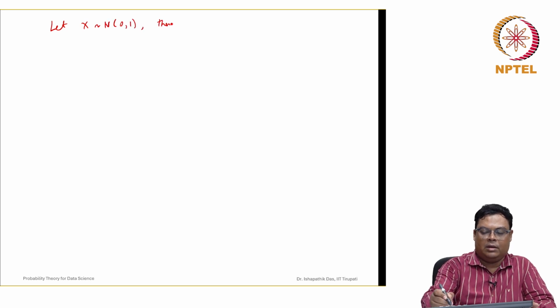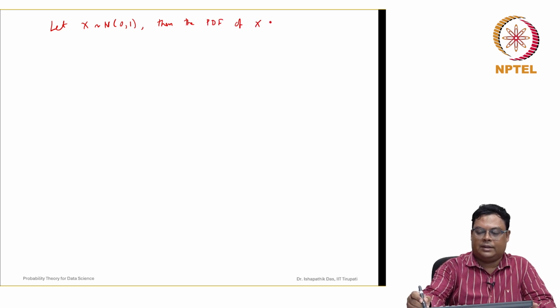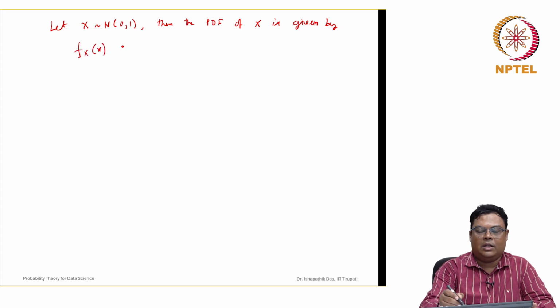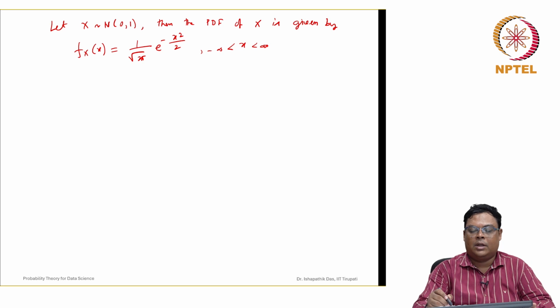Then the probability density function of X is given by, because it is a continuous random variable, we will use the probability density function for finding the moment generating function. f(x) is equal to 1 by root 2 pi, e to the power of minus x square by 2, where x is between minus infinity to plus infinity.